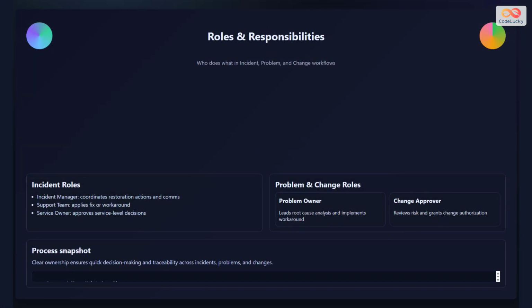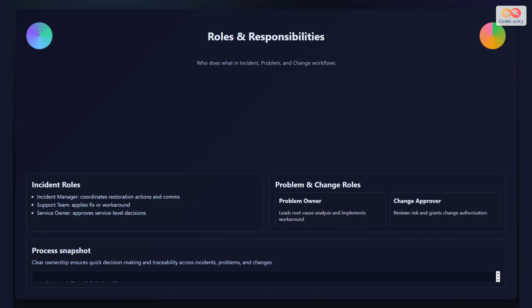Problem management proactively identifies and eliminates root causes of incidents. Root cause analysis is the systematic approach to finding why an incident occurred. The 5 whys technique asks why repeatedly until the fundamental cause is revealed. Once the root cause is identified, permanent solutions are implemented to prevent recurrence.